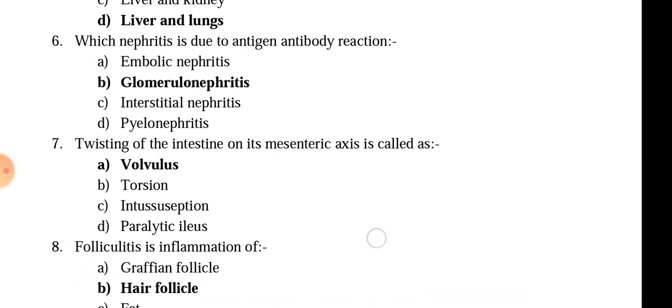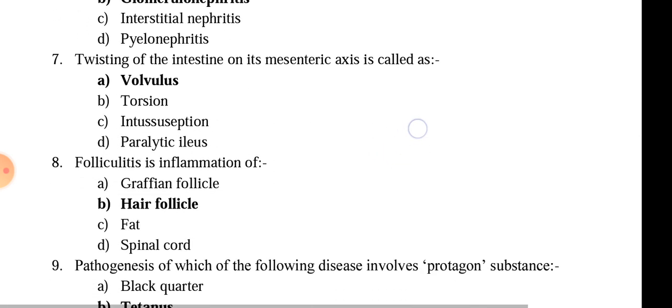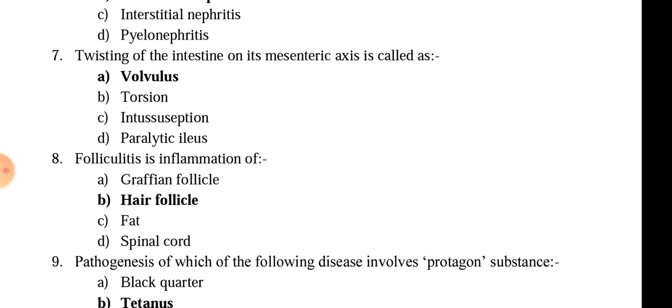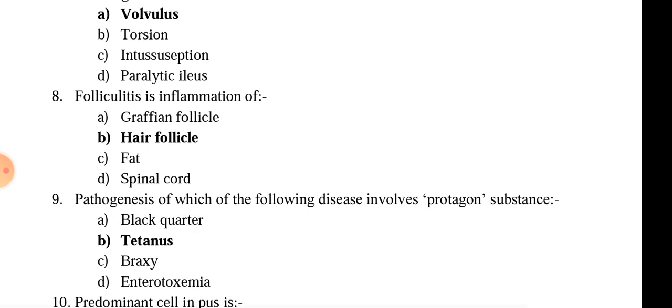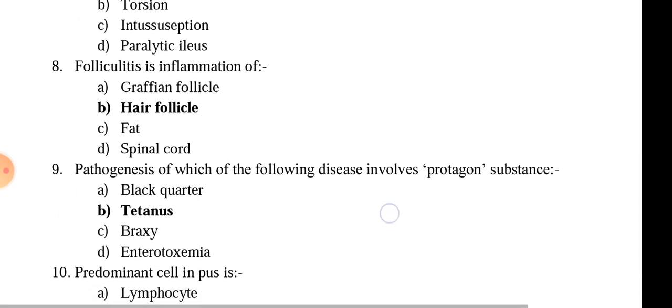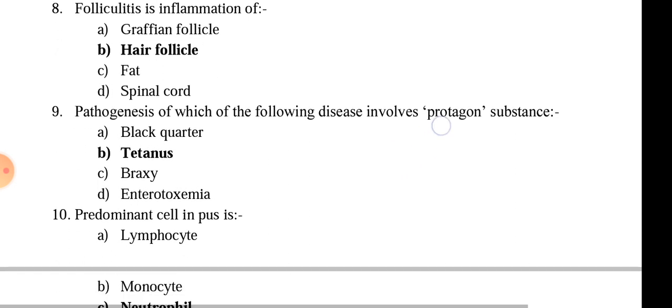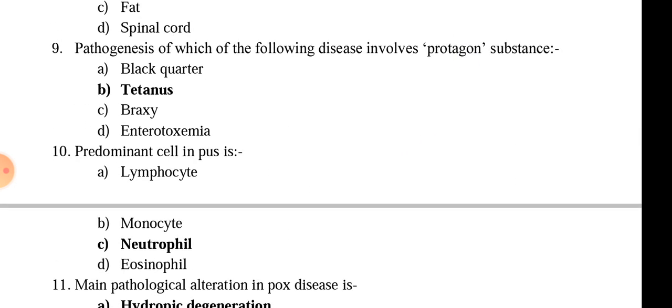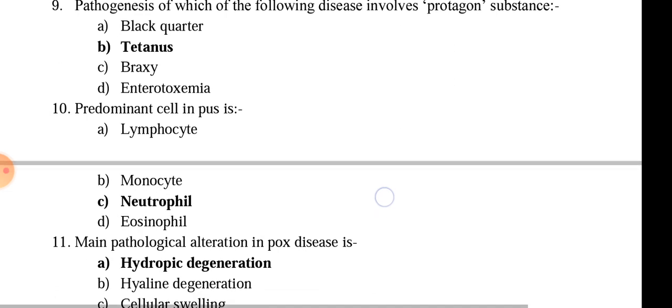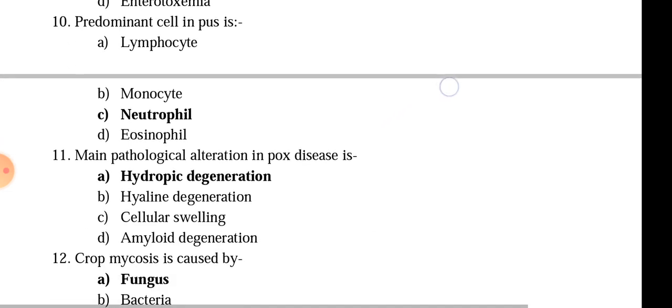Folliculitis is inflammation of the hair follicle. Pathogenesis of which of the following diseases involves a toxin substance? Tetanus. The pathogenesis of tetanus involves a toxin substance. The predominant cell in pus is the neutrophil. The main pathological alteration in pox disease is hydropic degeneration.